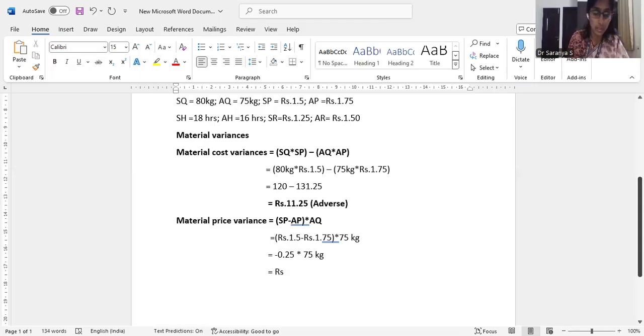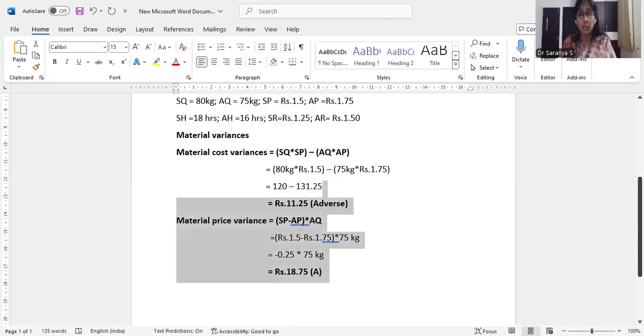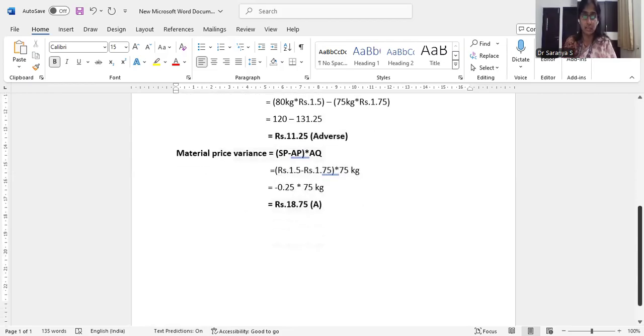So it is rupees 18.75. We will write it as A. A means adverse, because we got the answer in minus. Minus 0.25 into 75 kg, we got the answer in minus 18.75. So we write it like this.